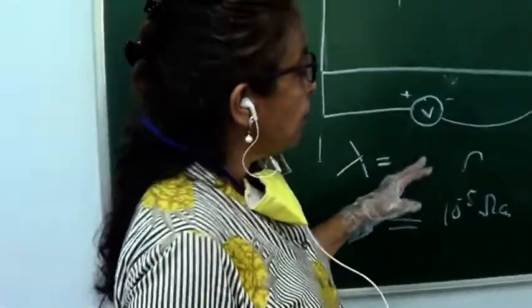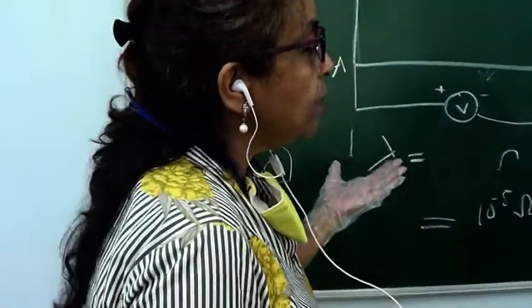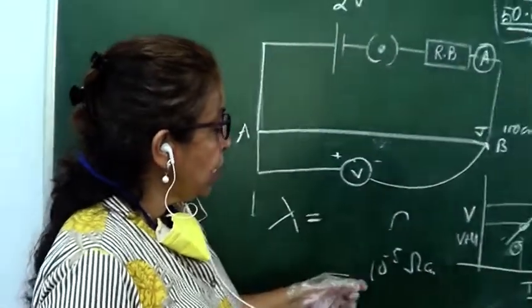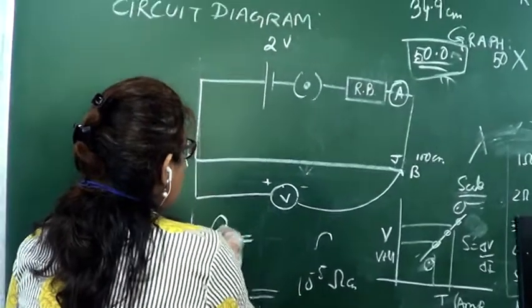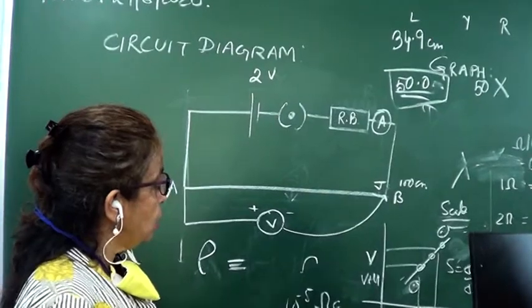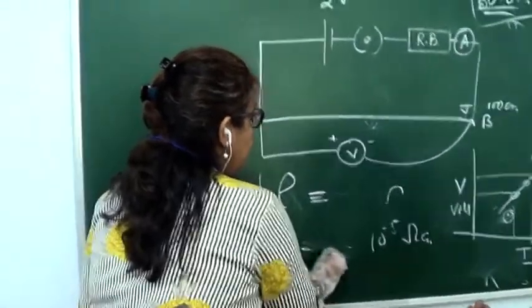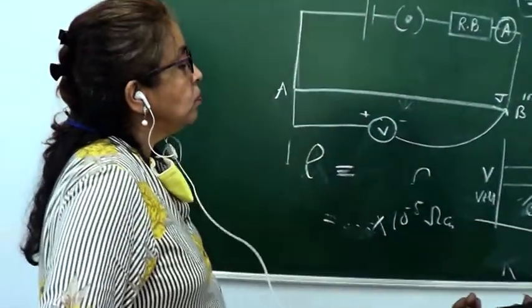Please complete that part and tell me. In the previous experiment, 0.037 centimeter was the diameter of the wire. So find out the radius and tell me the value of resistivity, rho. What is the value of rho? I ended the class that time asking you to calculate rho. You will get some 10 to the power minus 5. What is the value over here? Just now tell me.